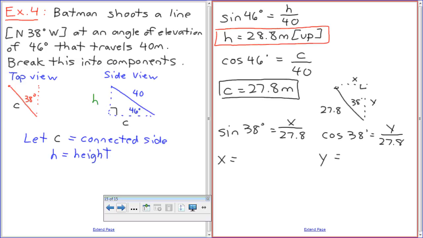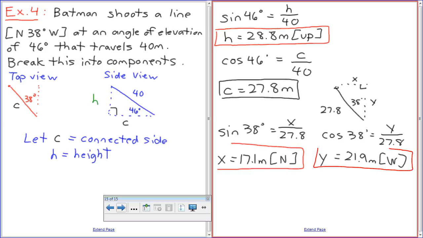Did we get X and Y? Yeah. X is 17.1, and Y is 21.9. Please make sure you include north, south, east, west in there. Okay, the directions. Isn't X supposed to be west? You know what? I would have about a 75% on today's lesson.